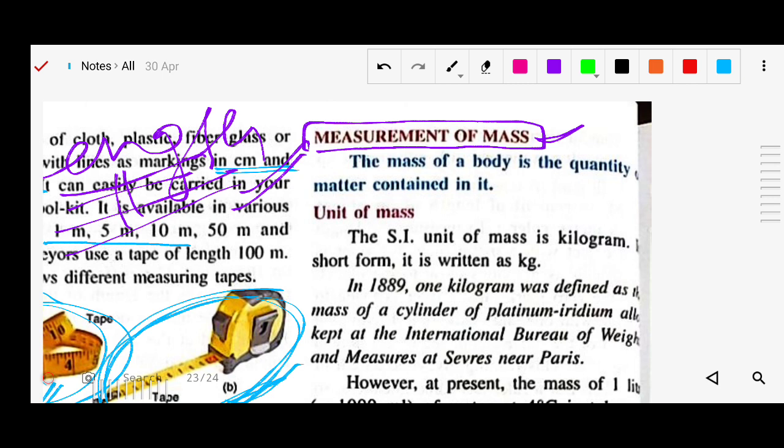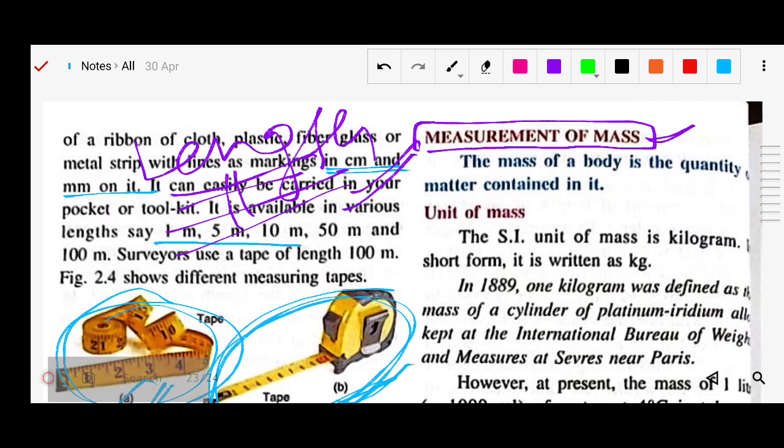That's all. The SI unit of mass is kilogram. In short we write kg. As you know, to accept any SI unit measurements, we have some standards, standard rules that we have made, and we follow them.